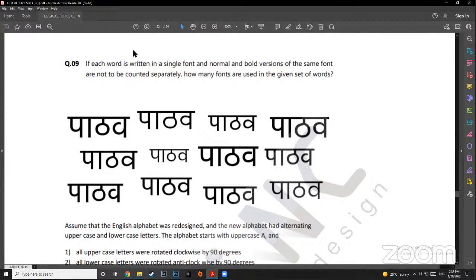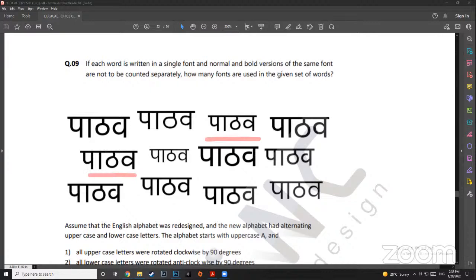Okay. So here it is asking us if each word is written in a single font and normal and bold versions of the same font are not to be counted separately, how many fonts are being used in this word? So what they're saying is, bold and non-bold version of the same font should be counted as one only, right? For example, can you see that? Let me see. I don't want to give you wrong information, so I'm just being sure. Yeah, can you see that these two are same? They're exactly same, right? A little smaller, one is a little bigger.